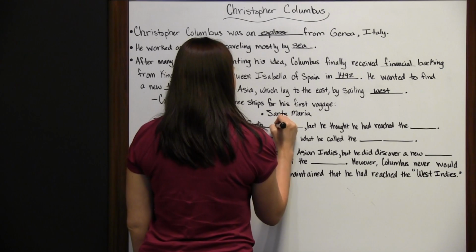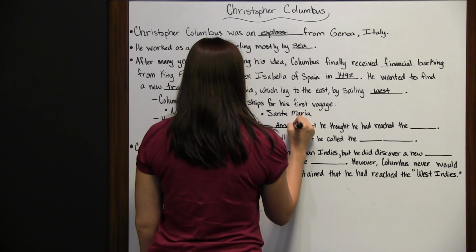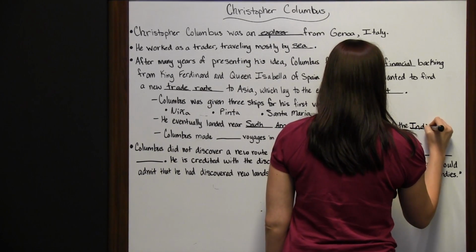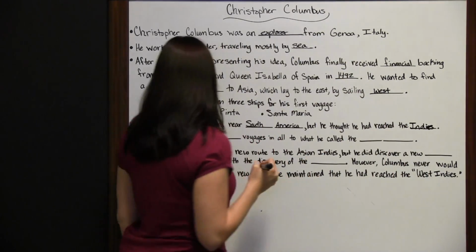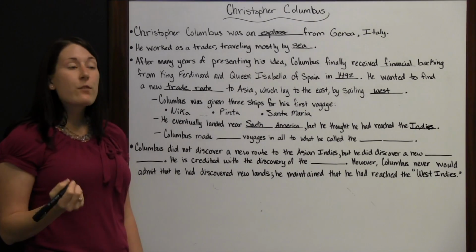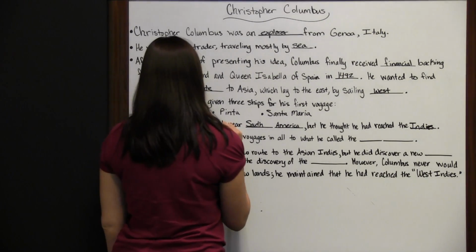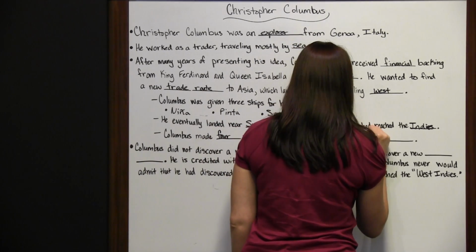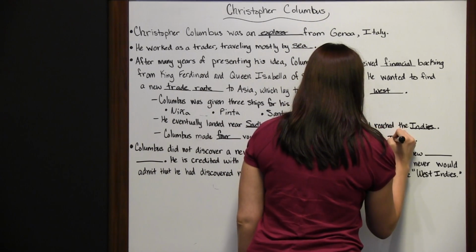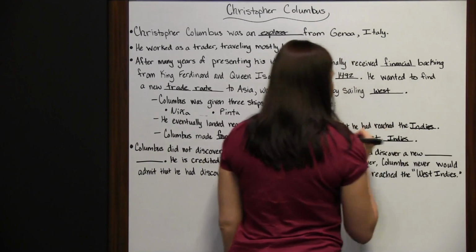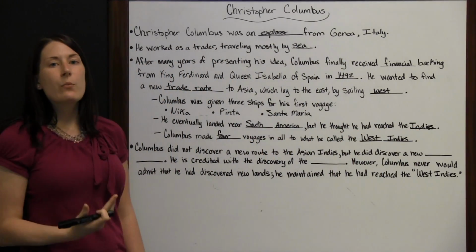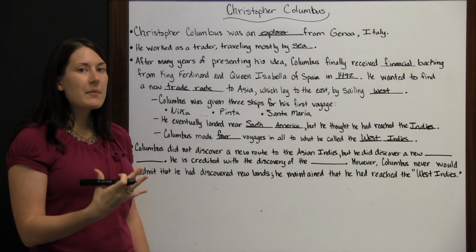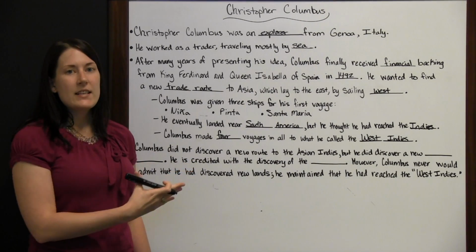But he thought he had reached the Indies, which is what they called Asia at that time. So Columbus made 4 voyages in all to what he called the West Indies. He thought by sailing west, he'd reached the Indies, and he called them the West Indies. He made 4 voyages there, and he kept thinking he was reaching the Indies.